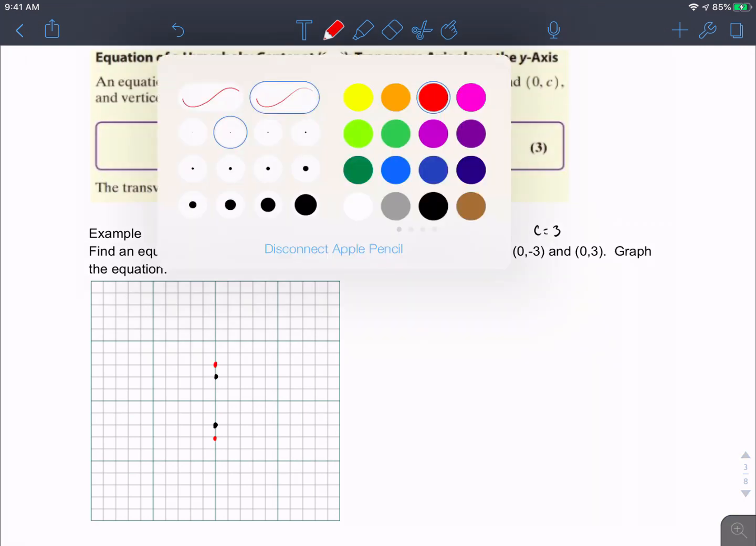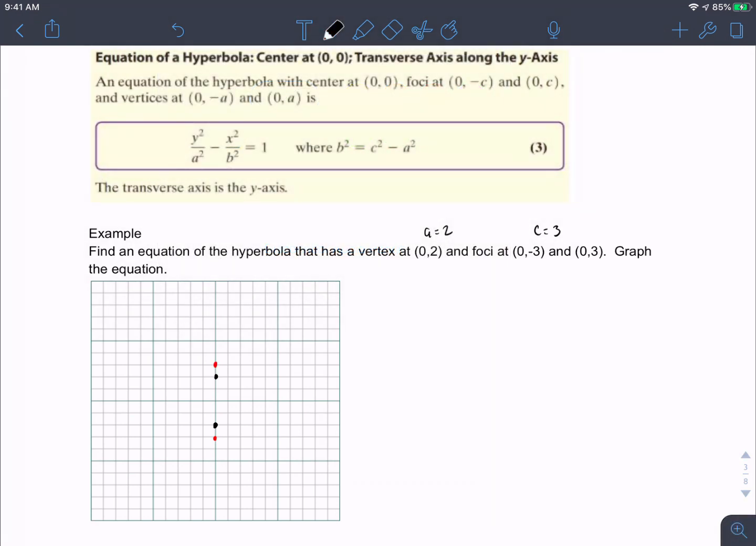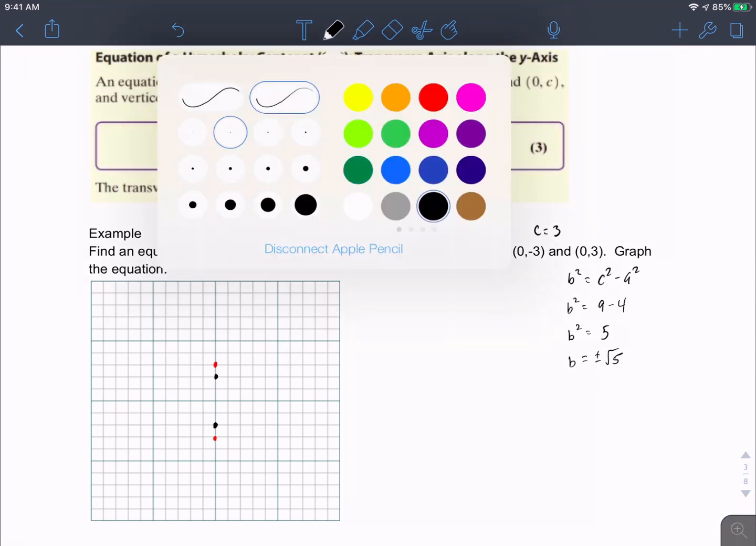And so what we need to do for this problem is come up with an equation for it. But before we can come up with the equation, we have to find out what our b is. And so b squared is equal to c squared minus a squared. So b squared is going to be equal to 9 minus 4, or b squared is equal to 5. So b is equal to plus or minus the square root of 5. So this one's very similar to the first example we did. And remember, square root of 5 is like 2.3. And I'll use orange for that.